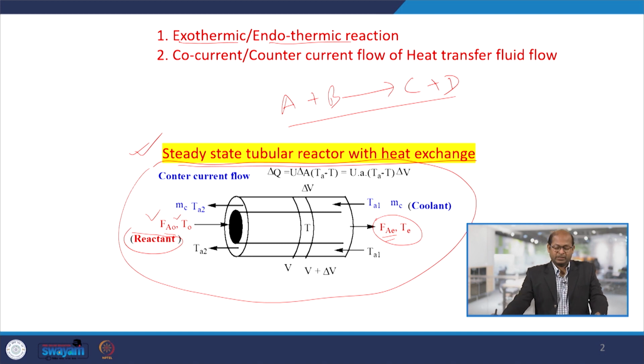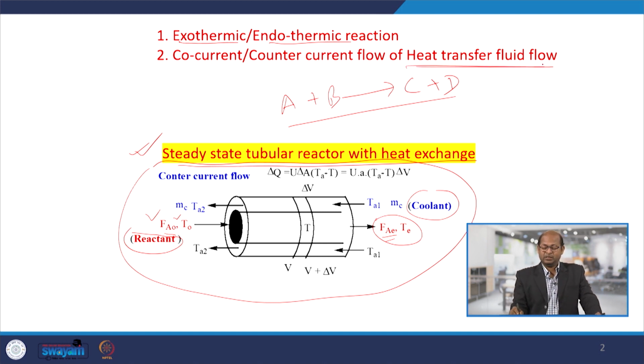Here the coolant or heat transfer fluid is passed outside the reactor as a jacket. We can flow the heat transfer fluid either co-currently or counter currently. The reactant mixture is flowing from left to right, and here it is showing counter current. So it may be the same direction or the opposite direction, in both cases.